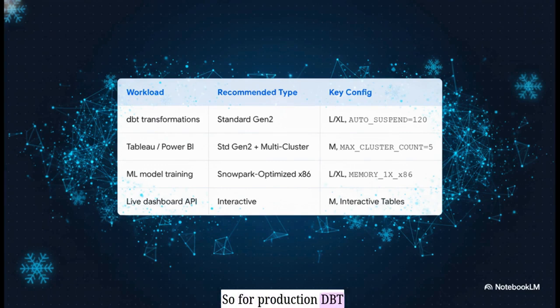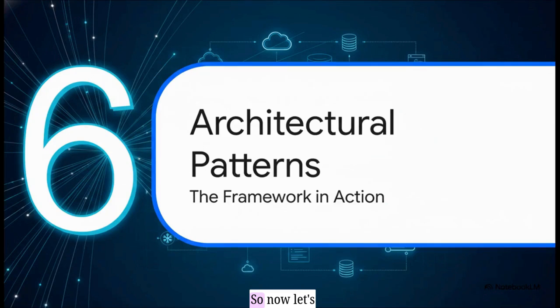So for production dbt runs, a large or X-large standard Gen 2 warehouse is usually the sweet spot. For those high concurrency BI tools, a medium Gen 2 warehouse with multi-cluster and QAS enabled is the standard pattern. This is how we map that theory directly to practice. So now let's look at the framework in action. We'll move from those prescriptive patterns to some real-world enterprise architectures where these principles have been successfully applied.